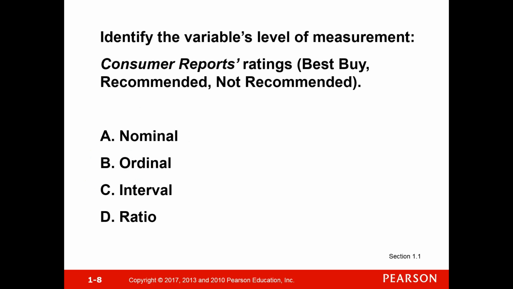Identify the variable's level of measurement. Consumer Reports ratings. Best Buy, recommended, not recommended. Okay. So Consumer Reports ratings for Best Buy, recommended, not recommended. And that's going to be ordinal. So it does list like nominal data, but it can be ranked whether something is recommended or not recommended.